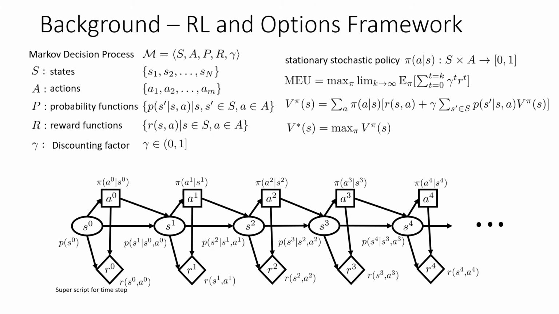Here we review the basic concepts and notations. We assume a discounted Markov decision process with a finite set of states and actions. The solution to the problem is a stationary stochastic policy, which we can obtain by solving for the maximum expected utility. It's well known that the expected utility value function, given some policy function, or the optimal value function, can be written in recursive form, also known as the Bellman equation. Graphically, we can visualize the MDP by the following graphical model.